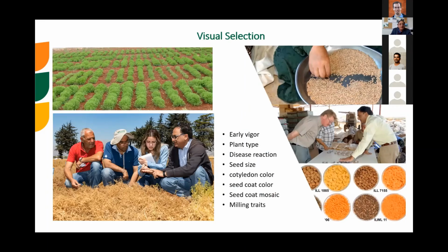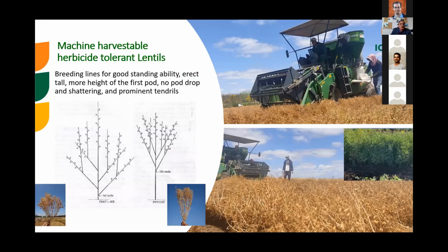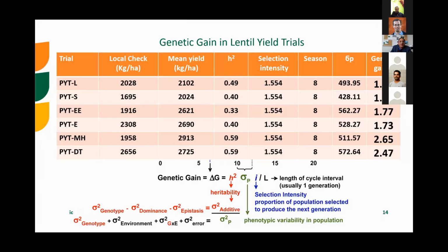Of course, visual selection remains very important in the field, where we go very frequently to make selection based on early vigor, plant type, disease reaction, seed size, and of course seed color, seed coat and milling traits become very, very important. That's how now we have some of the products like machine-harvestable, herbicide-tolerant lentil varieties, which are available for testing in the Nepal agroecologies. And one can see, keeping all those things in mind, now our genetic gain in lentil yield trials is as high as around 2.65.